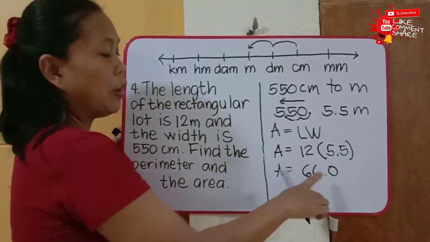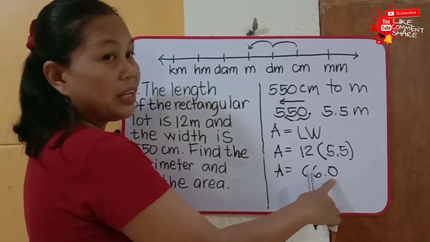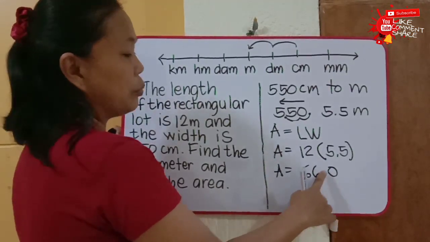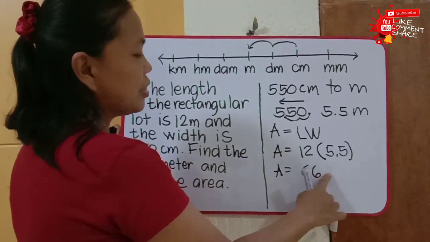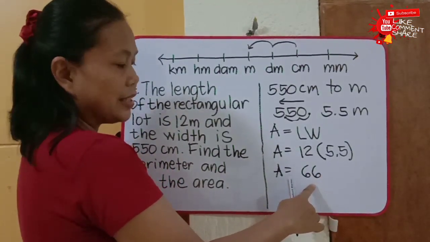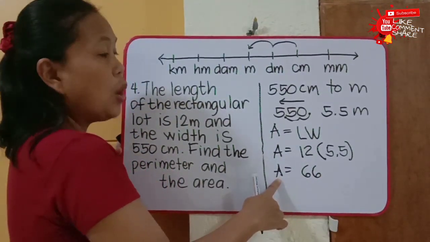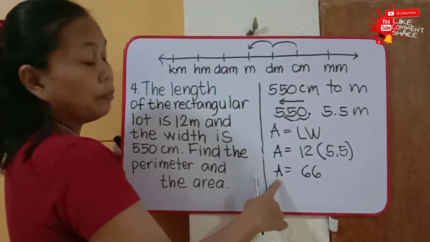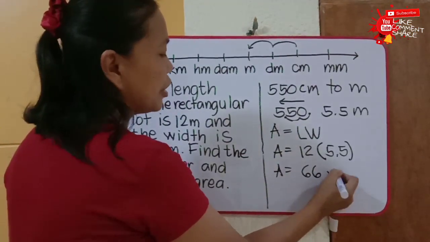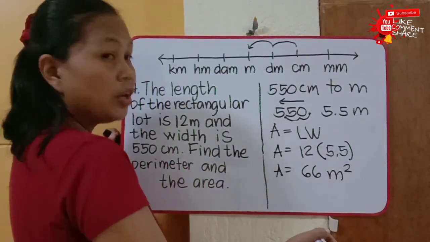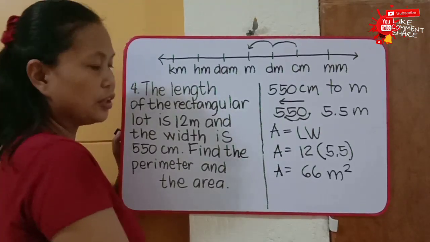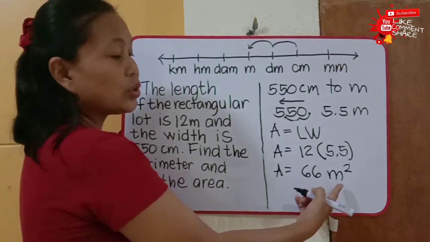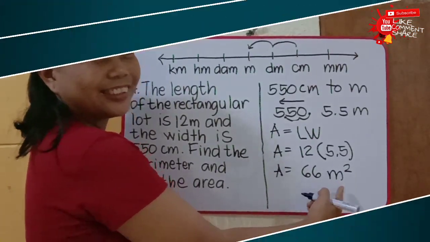0.0. But we can now eliminate the 0 here because it is insignificant. So it will just be a whole number, which is 66. So we can now erase 0.0. So the answer is 66. And since we are finding the area, what will be the unit of measure for the area of the rectangular lot? So we have here meter squared, or we read it as square meter. So the area of the rectangular lot is equal to 66 square meters.